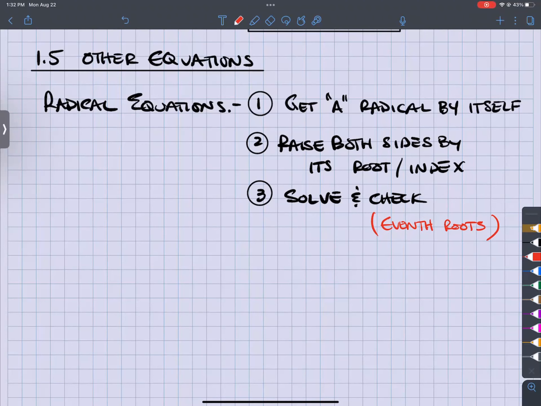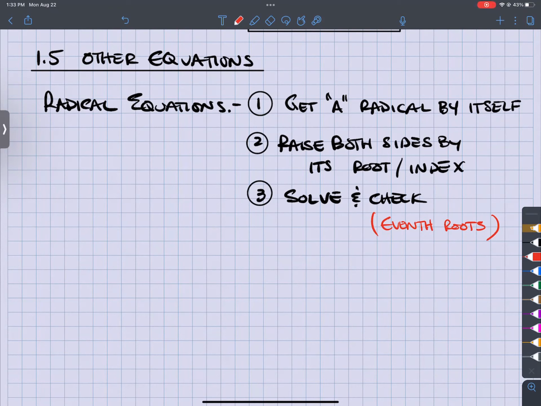Meaning, if it's a square root problem, check it. If it's a fourth root problem, check it. Sixth root problem, check it. If it's cube root, fifth root, got it? Does that make sense on even roots? Yes. Eighth root, check it. Okay. Question?